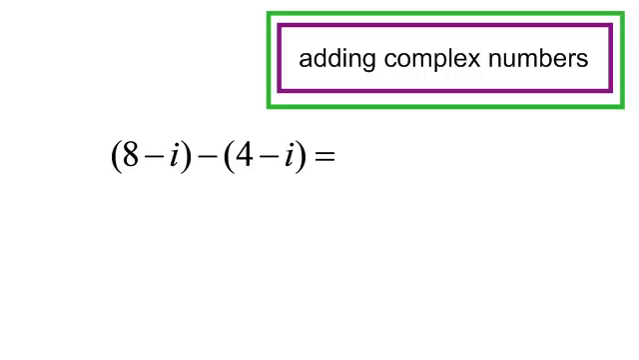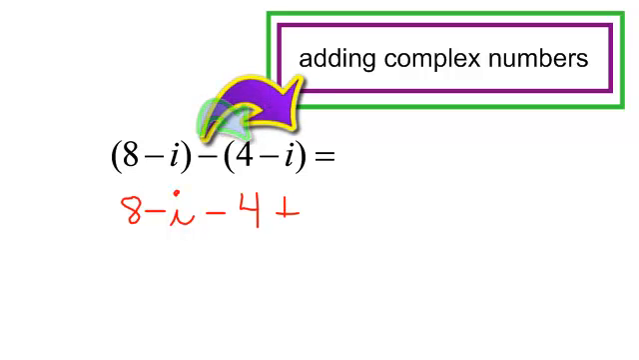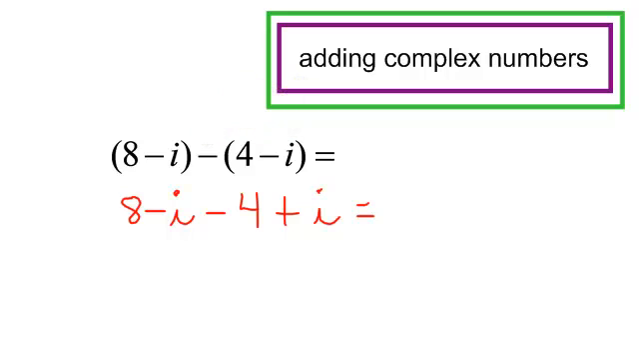(8 - i) - (4 - i). Uh-oh. Be careful. There is a negative in front of this parentheses. I am definitely going to rewrite this problem. I will have 8 - i, and instead of a positive 4, I will now write a negative 4. And instead of a negative i, I will now write a positive i. I had to use the distributive property here.